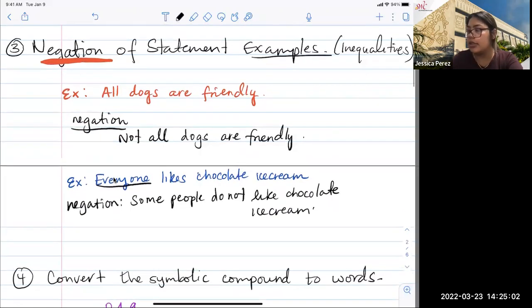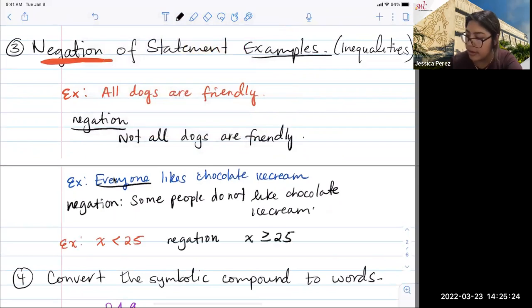There's also the negation of inequalities. For example, if I give you x is less than 25, the negation would be x is greater than or equal to 25. That would be the negation. You're not just flipping the inequality, you're adding the equal to.